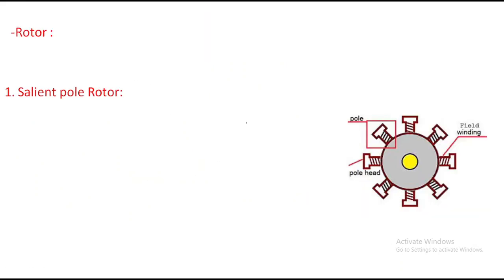The most important part is the rotor. You know that the rotor rotates with synchronous speed. So you know what synchronous speed is. And we have two different types of construction. The first type of rotor is the salient pole rotor. And the second one is the cylindrical rotor.